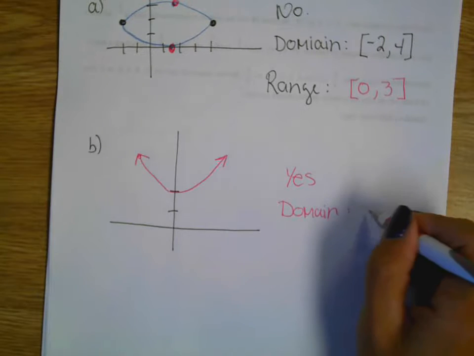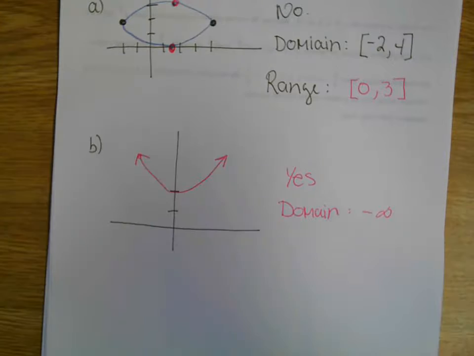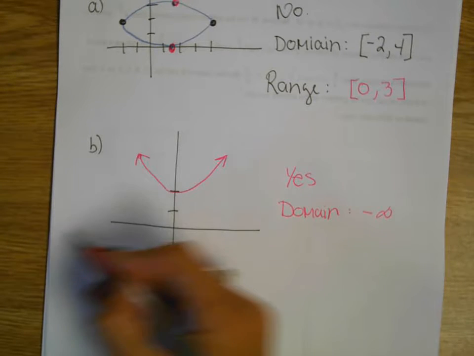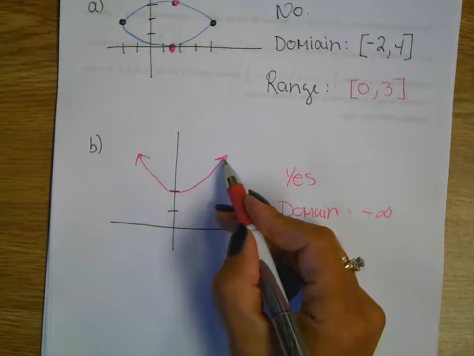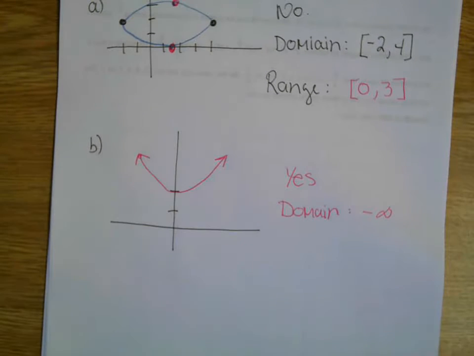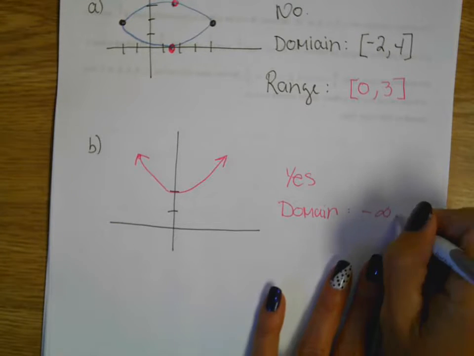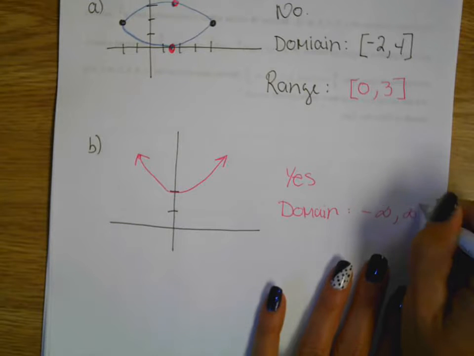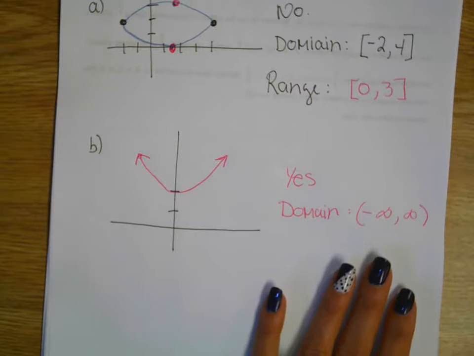Negative infinity. It's going to be really high, but it's going to be really wide. So on the x-axis, it's going to be negative infinity. And this branch here, it's going to get higher, but it's also going to get wider to the right. And how far to the right am I going to go? Positive infinity. Remember, infinities are always rounded bracket.